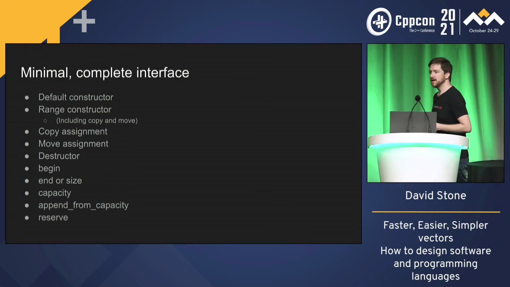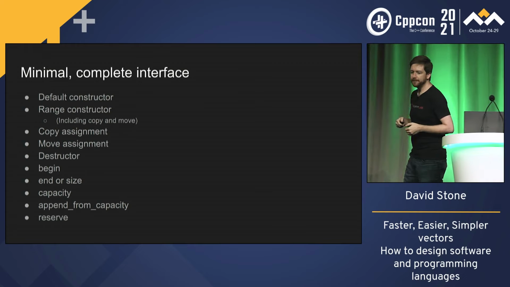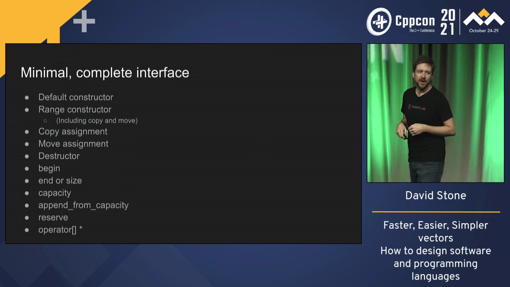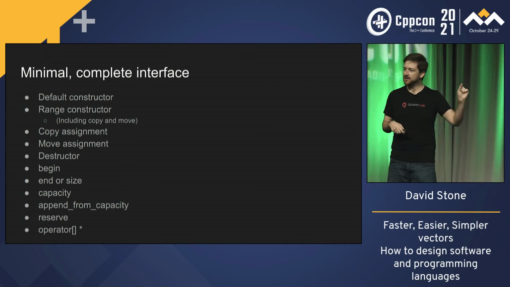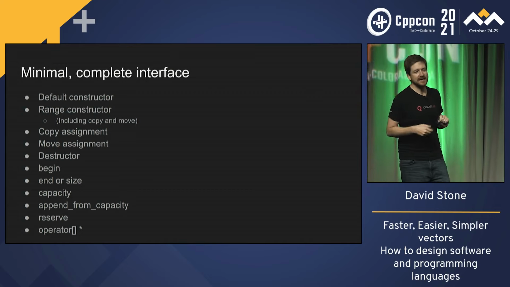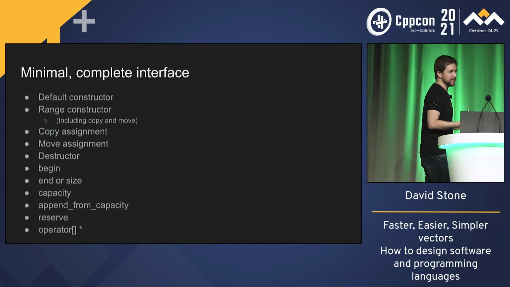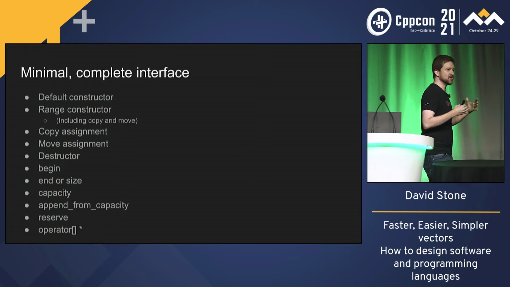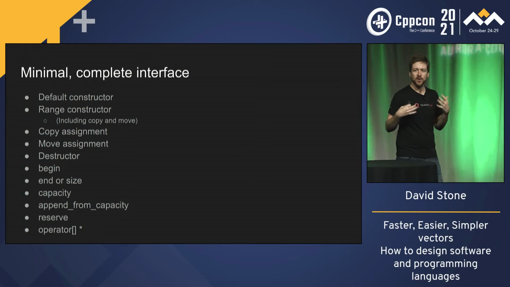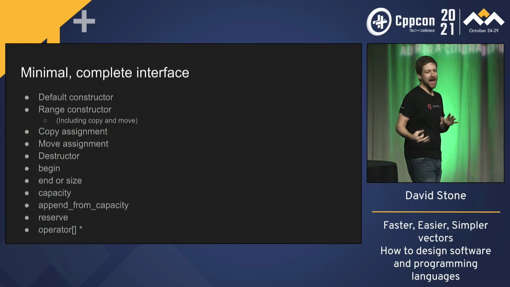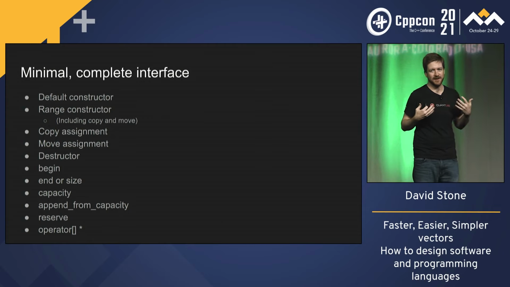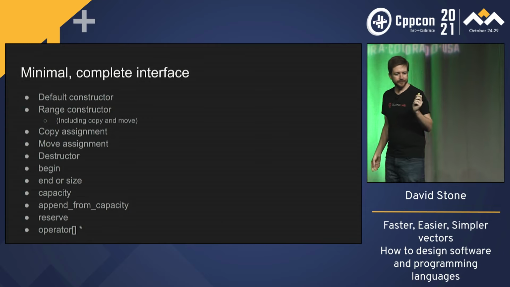Reserve allows you to add new space to the vector. And then operator square bracket. Now, there's an asterisk there, because operator square bracket is technically not required, except C++ says it's required. You cannot implement operator square bracket outside of the class. So if you want to have this operation, you have to have it in the class, so it's something you have to write.